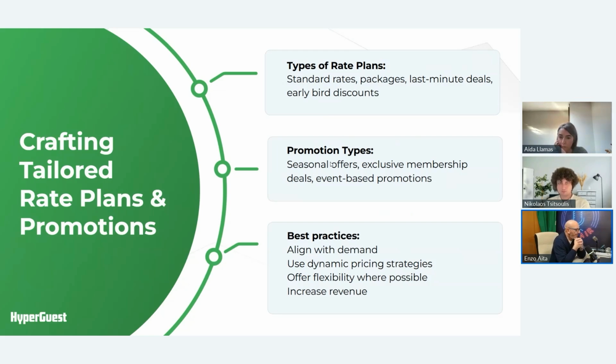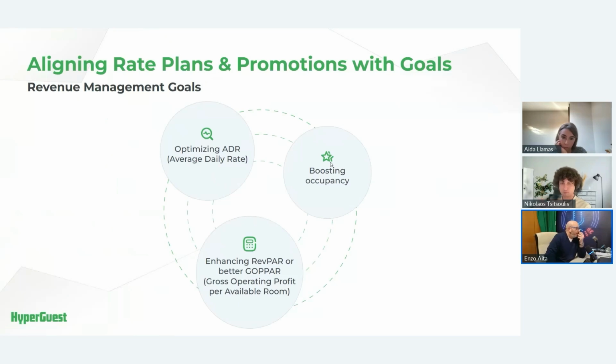And then, of course, align demand using a dynamic pricing strategy. Again, it's a relevant aspect because it immediately collects information, reacts on data points, and the output is the price you have to set. Why do we do all that? Of course, there are different objectives, but for me, ADR, boosting occupancy, and GOPPAR are the three very important aspects that move all your decisions around the rate plan and promotion.